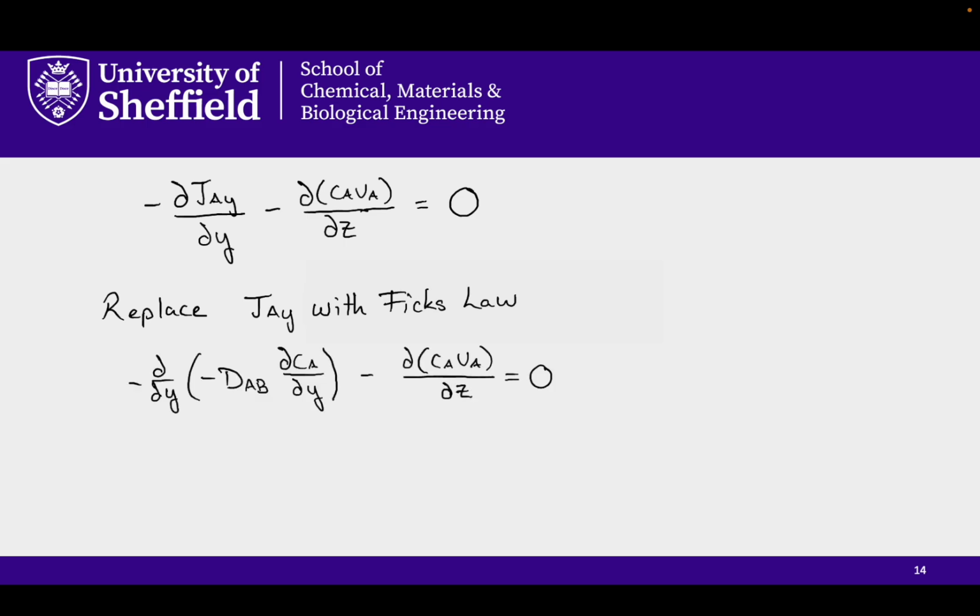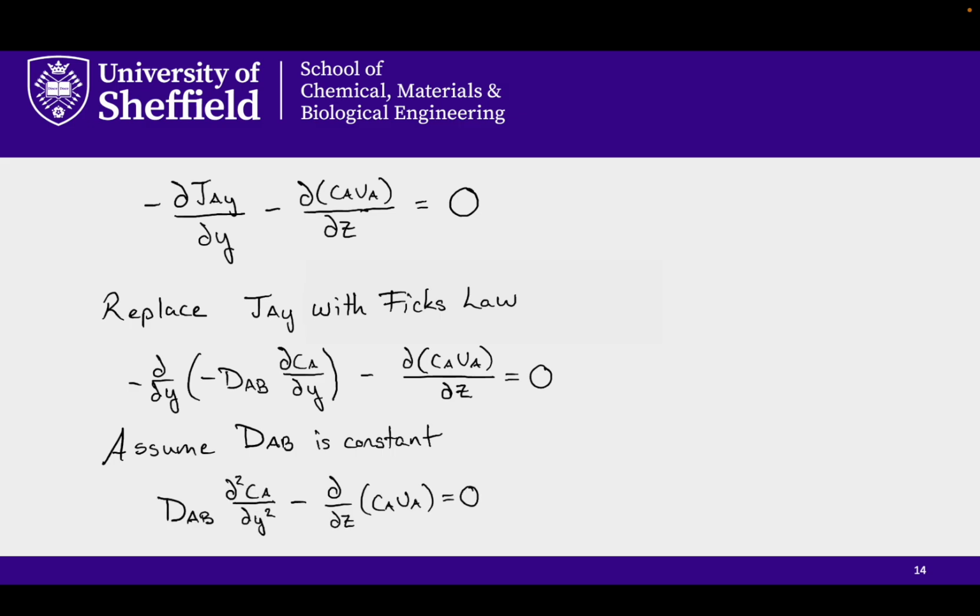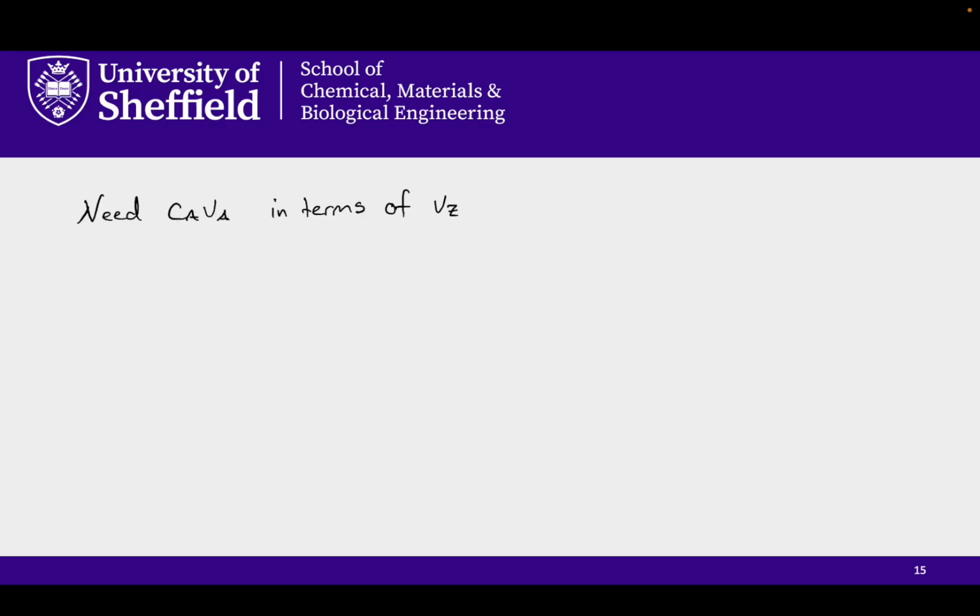And when we do that, we make the assumption that D_AB is constant, and we can simplify that left-hand side term. But we still need to write C_A V_A in terms of the z direction velocity that we're given in the problem. And that takes a little bit more work. So we'll start with the definition that the total concentration times velocity star is the sum of the individual contributions. And we can then rewrite C_A V_A as the difference between C V star and C_B V_B.